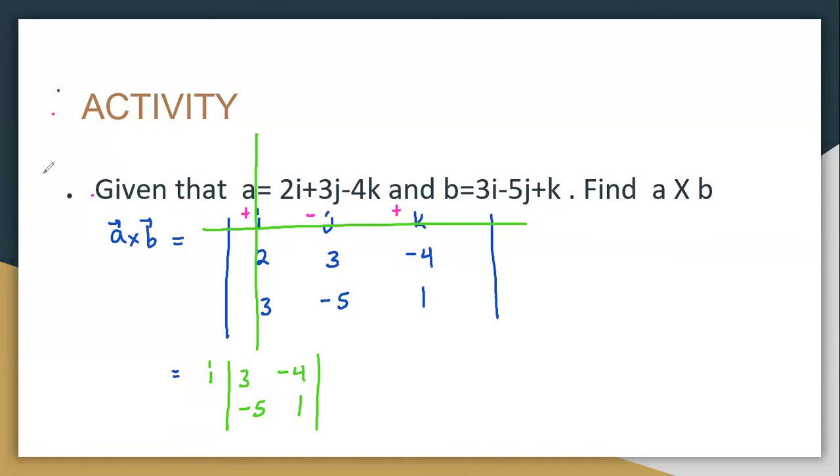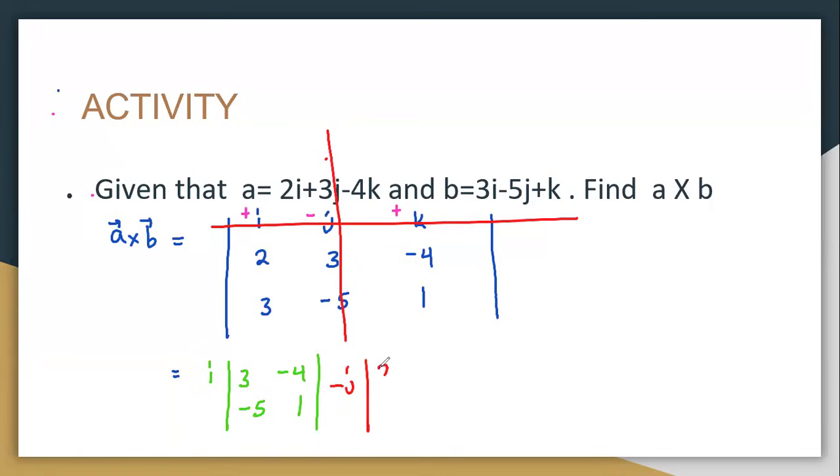Then after that, you're going to come and say, now I remove this, I'll remove this. The moment you remove that, go to the next one. So the next one we are going to go with is this one in the middle. I remove this, I remove this. So that one I'll have -j into what has remained, which is 2, 3, -4, and 1.